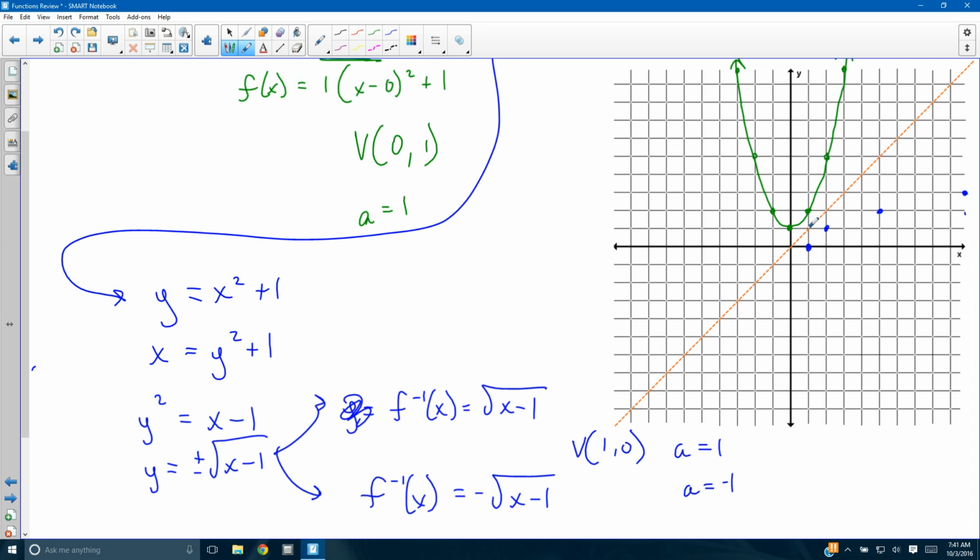The negative one, if I go over 1, I'll be going down the square root of 1. Over 4, down the square root of 4. And over 9, down the square root of 9.